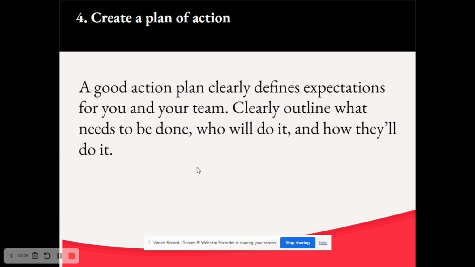So the next thing is to create a plan of action. A plan of action will define what is expected of you and your team, who will be in charge of what during the course of implementing your growth strategy. So you need to clearly outline all the activities that need to be done, who is going to do the activities, and how they are going to do those activities that are assigned to everybody in the team. So your action plan will make everybody in the team know the role they need to play in achieving the goal of the growth strategy they are trying to implement. So it's always advisable you make it as clear as possible so that everybody understands the part they need to play in order to achieve whatever goal you set with your growth strategy.